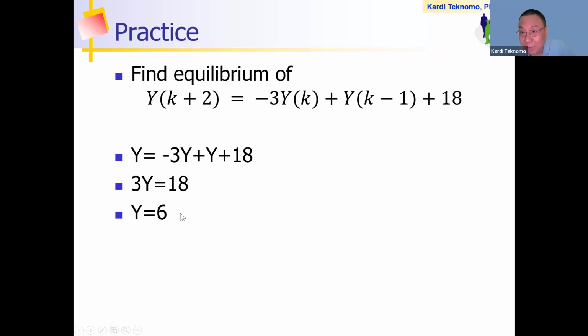Up to here, is there any question about how to compute it algebraically? No? It's easy, right? Just put it into the formula. You just change everything with a subscript here into y.